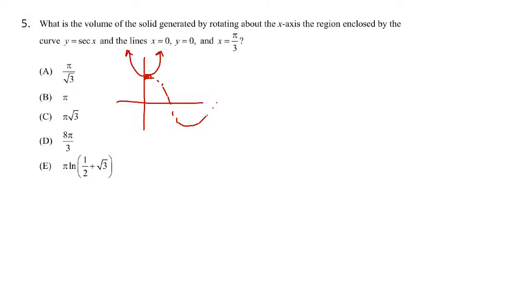And then we are cutting this at pi over 3. And so we're talking about this area here being rotated about the x-axis. So when we do that, then we are going to integrate from 0 to pi over 3 of secant x dx. And so if we integrate secant, that one is going to be a little bit strange.